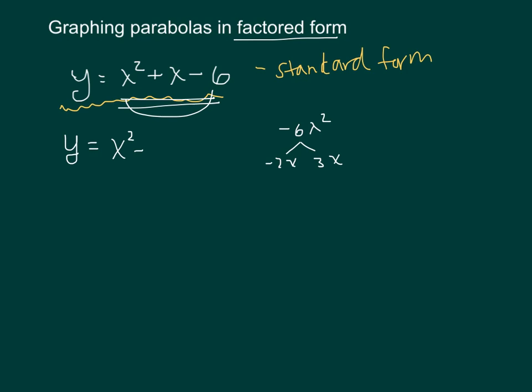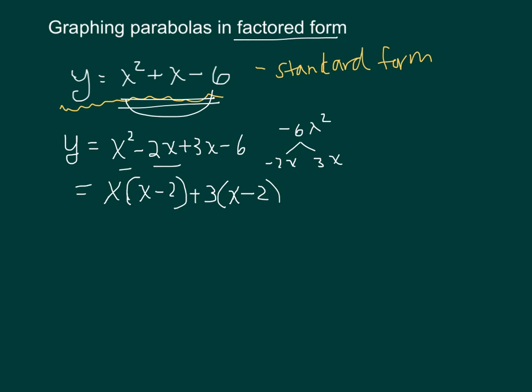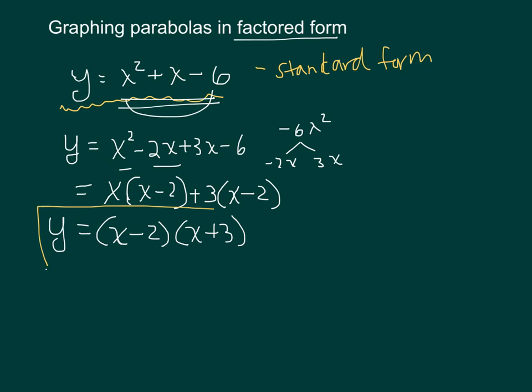I get x squared minus 2x plus 3x minus 6. Then I'm going to take out my GCF, which is x in this case, and I'm left with x minus 2, plus I take out my 3, and I'm left with x minus 2. My GCF now is x minus 2, and you're left with x plus 3. Okay, now I have successfully put it into factored form.